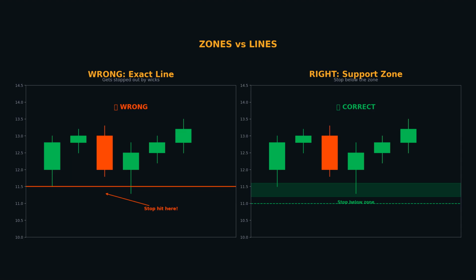So when you draw support and resistance on your chart, draw it as a band, a shaded area, not a precise line. Give it some width, maybe a dollar range on a daily chart, maybe a few cents on a 5-minute chart. The time frame and the asset will determine the width.